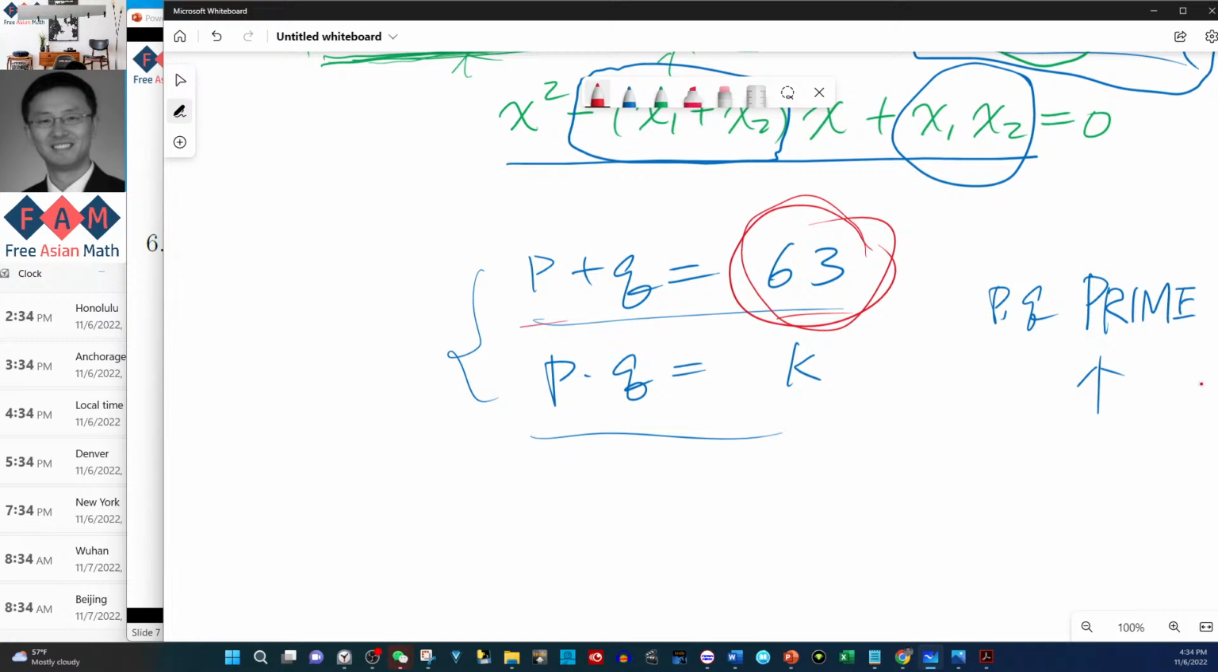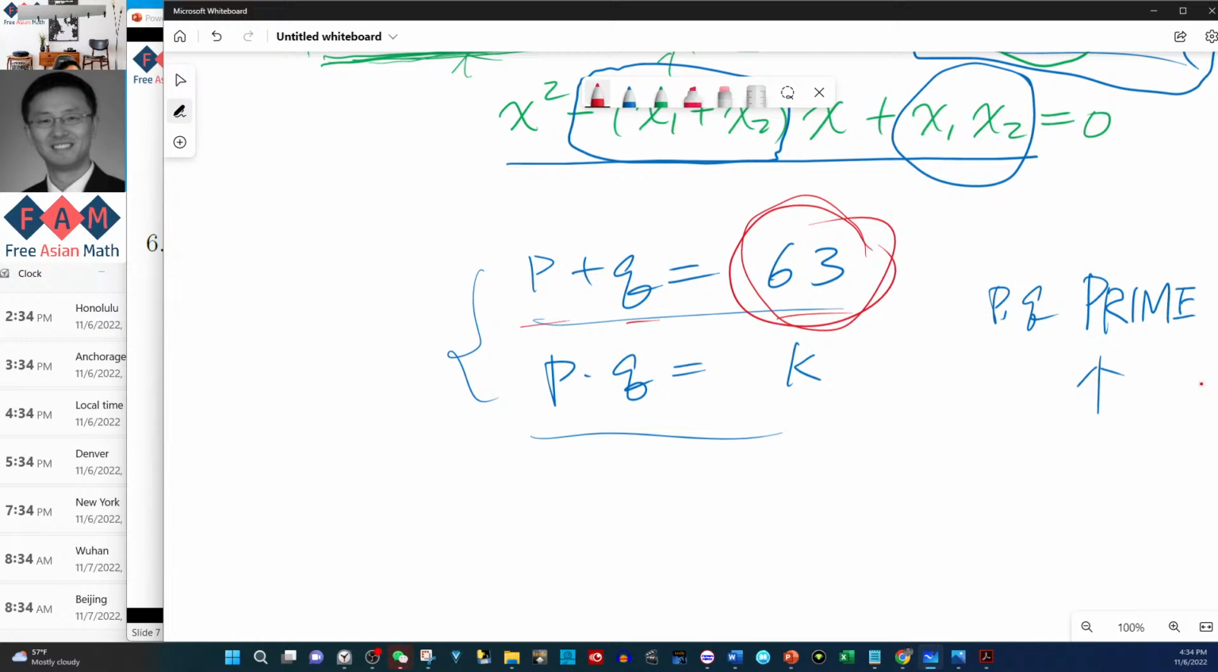So exactly, if both p and q are integers, one must be even and one odd. They cannot be both even or both odd. Otherwise, the sum will not be an odd number like 63. So we know one of them is an even number and it's prime. That's the big deal. And this fact is so useful in elementary competition math problems. You will have to recognize it whenever this pops up.